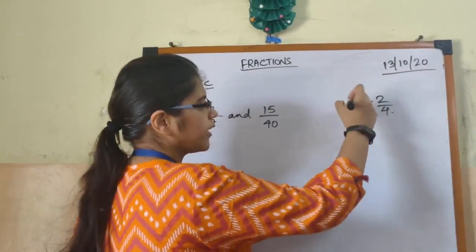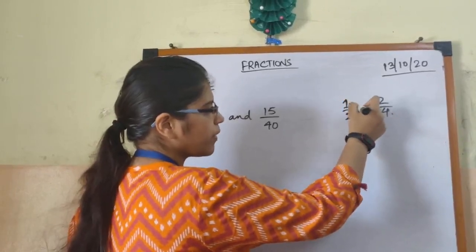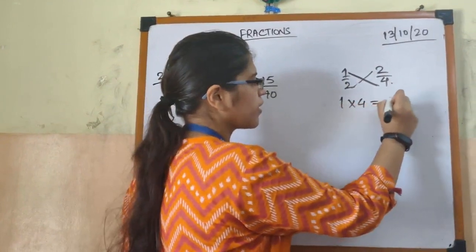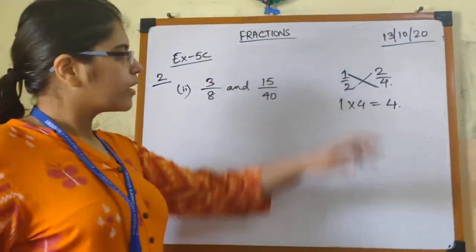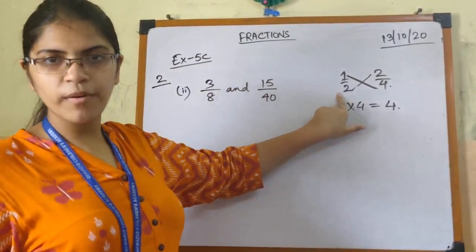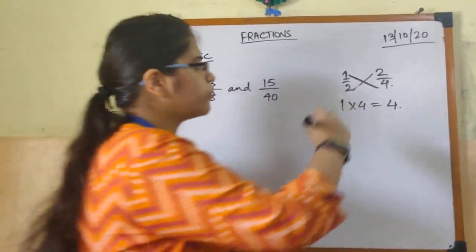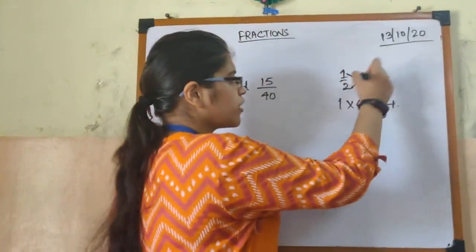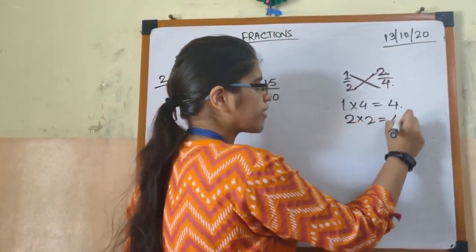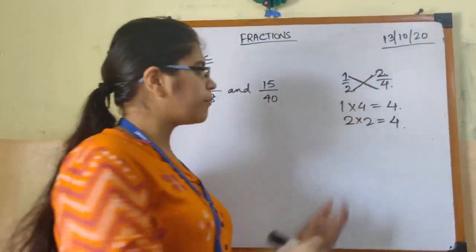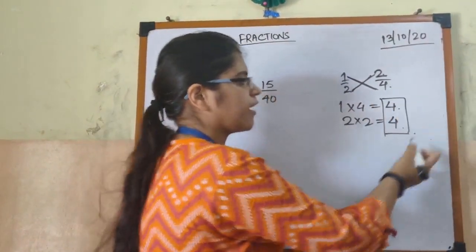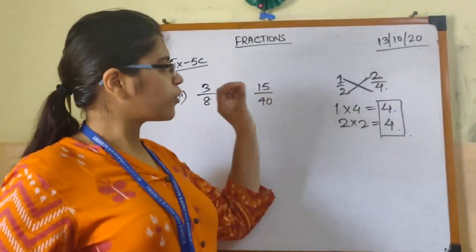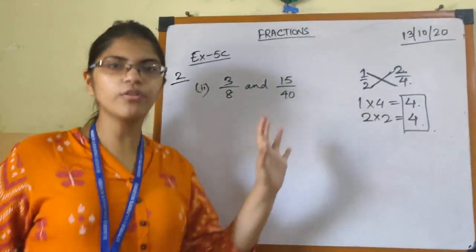For 1 by 2, the numerator is 1. If I cross multiply, 1 will be multiplied with 4, so 1 multiplied with 4 gives us 4. Now the denominator 2 will be cross multiplied with the numerator of the second fraction, so 2 into 2 also gives us 4. Since both the numbers give us the same result, we can say that these two are equivalent fractions. Using this concept, we will look into these sums.